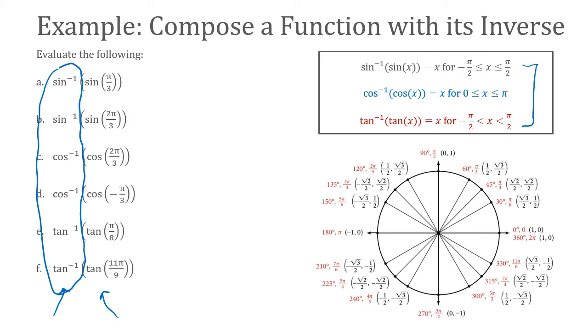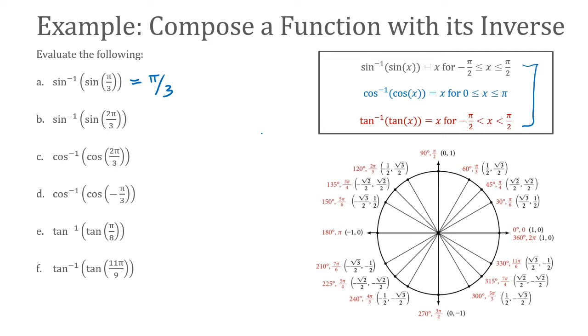So we could say, here's what our hope is. We hope that for part A, inverse sine of the sine of pi over 3, we hope that that equals pi over 3. And when I say we hope that that's the answer, it's because we hope that pi over 3 is within negative pi over 2 to positive pi over 2. If you remember where those are, that puts me in quadrant 1 or quadrant 4.